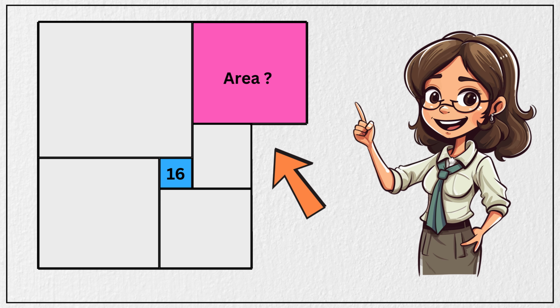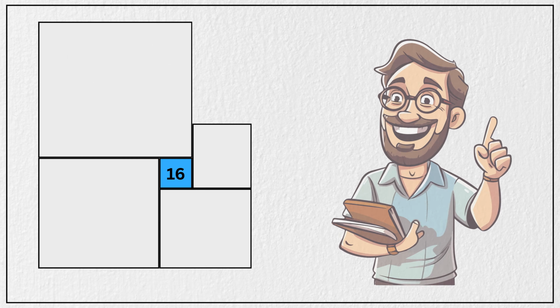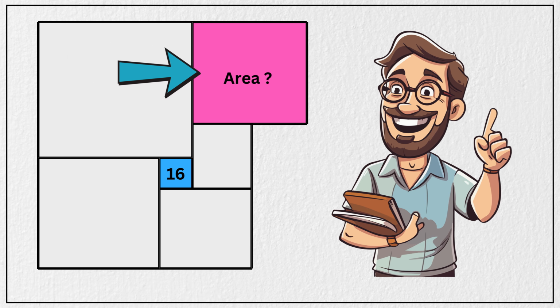Can you solve this tricky geometry question? We are given a blue square with an area of 16 square units and 4 squares arranged around this blue square like this. And the question is to find the area of this pink shaded square.